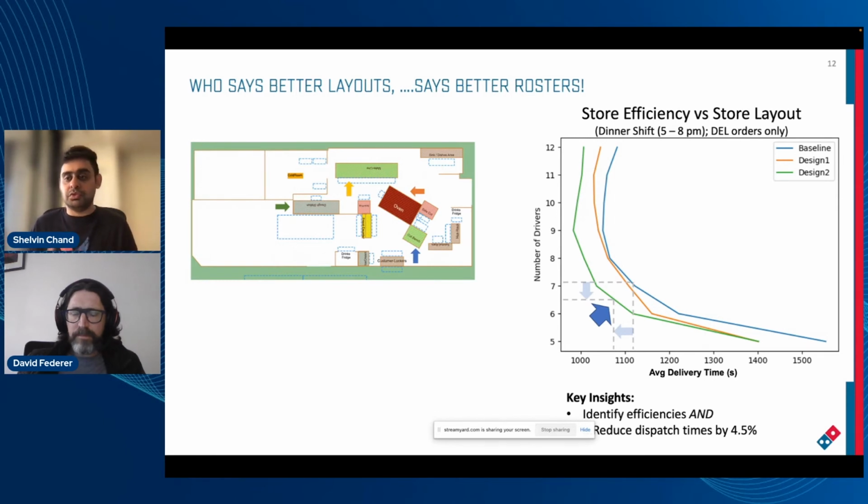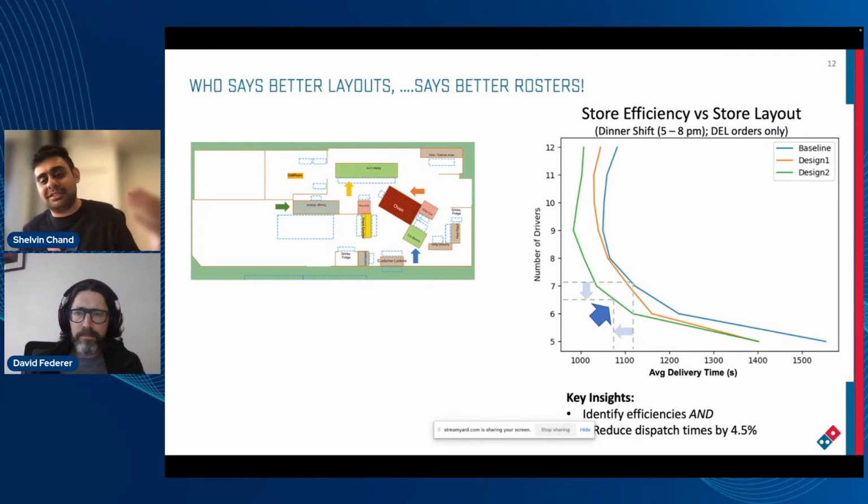Usually what we do is compare the three designs in terms of efficiency. In this plot on the right, we're comparing these three layouts, the baseline being the original one proposed by the construction team, and then the two designs that we've come up with through simulation. We want to show the efficiency of these layouts. So we've got this plot here where on the y-axis we have the number of drivers, and on the x-axis we have average delivery time, and we see the obvious trend that if you add more drivers, you're going to see a reduction in delivery time.